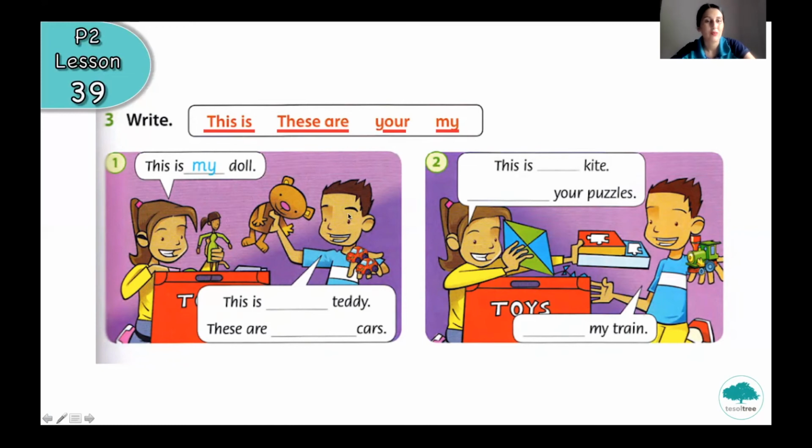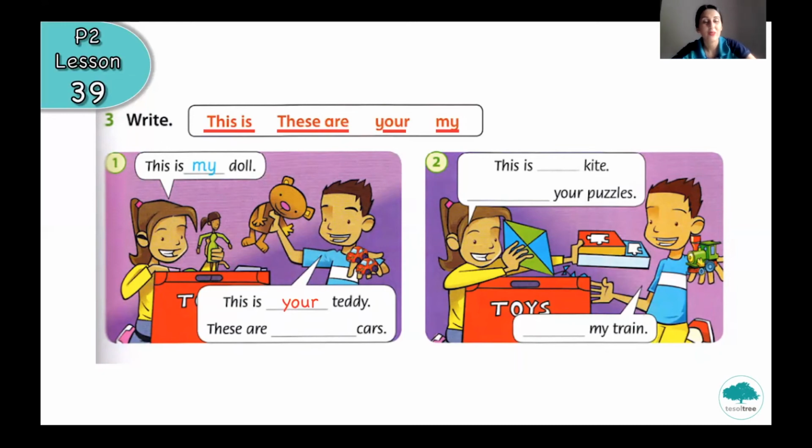Let's have a look at the picture. We can see the girl and the boy, and they are showing their toys. So the girl says, this is my doll. She shows her doll. And let's read another sentence. These are a teddy. So the boy shows a teddy, but it's not his teddy. It's the girl's teddy. So what are we going to choose from our box, P2? Can you think? Can you tell me?